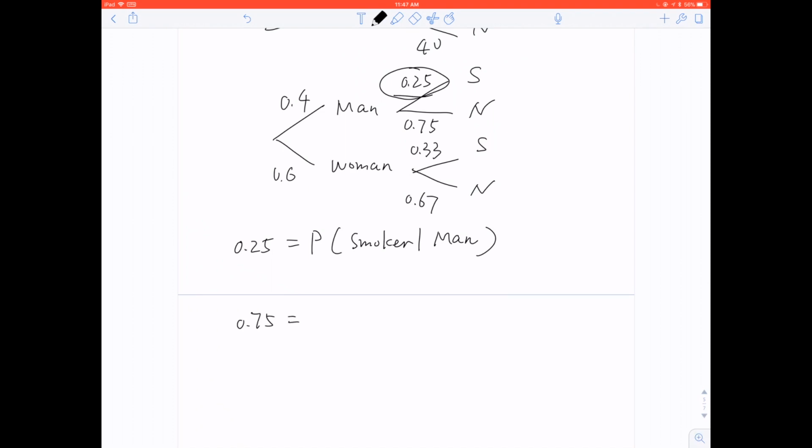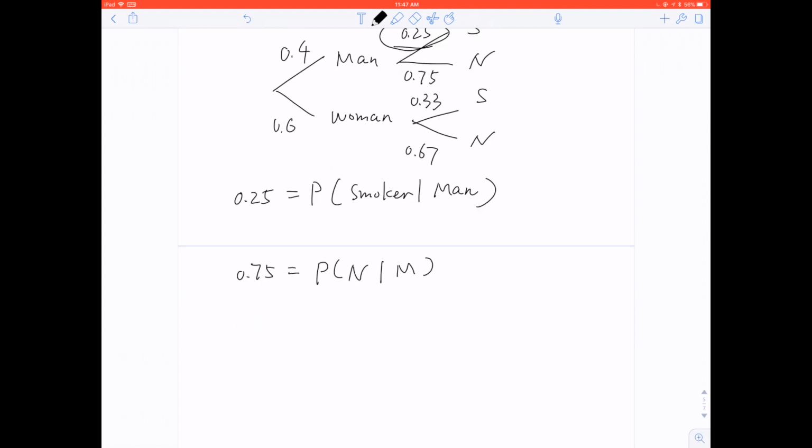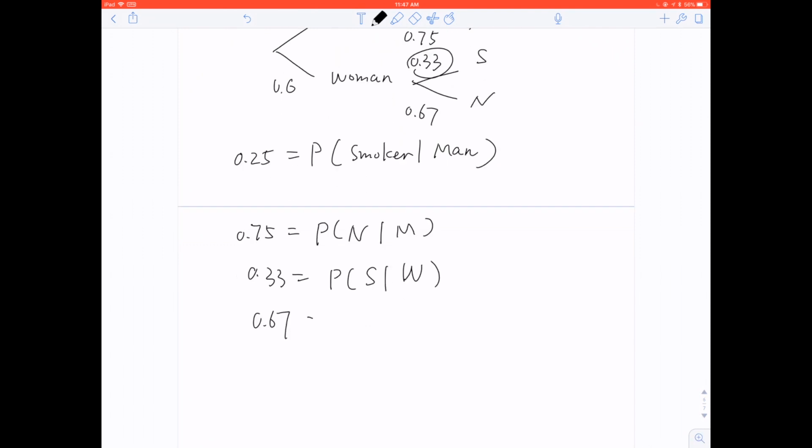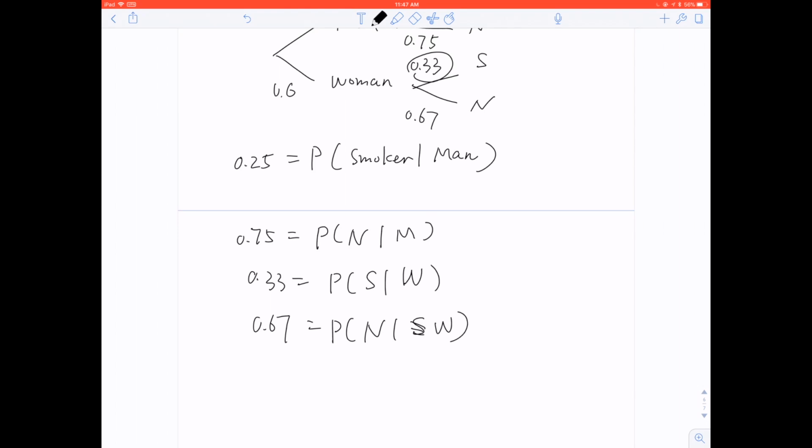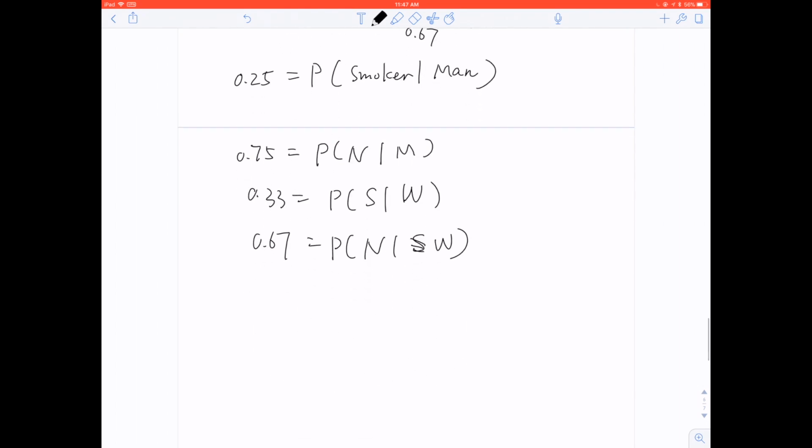0.75 is the probability of being a non-smoker, given you are a male. And 0.33 is the probability of being a smoker, given that you are a female or woman. And 0.67 is the probability of being a non-smoker, given you are a woman. So this is conditional probability. Next step, what if I want to calculate the probability of both being a man and a smoker?